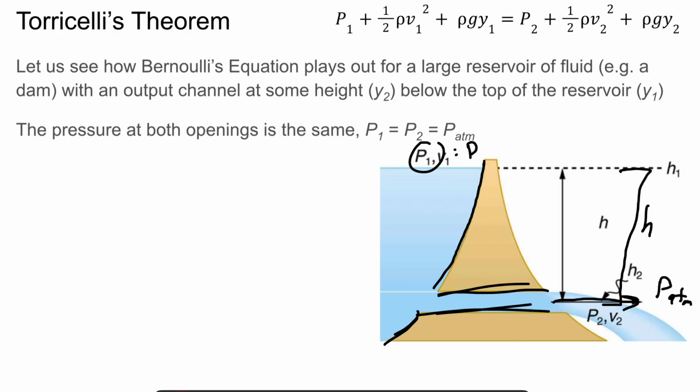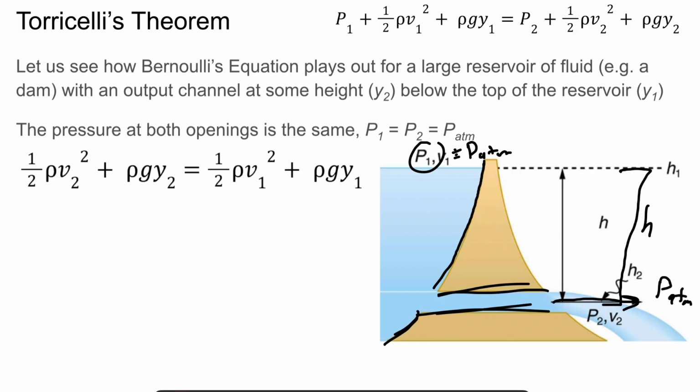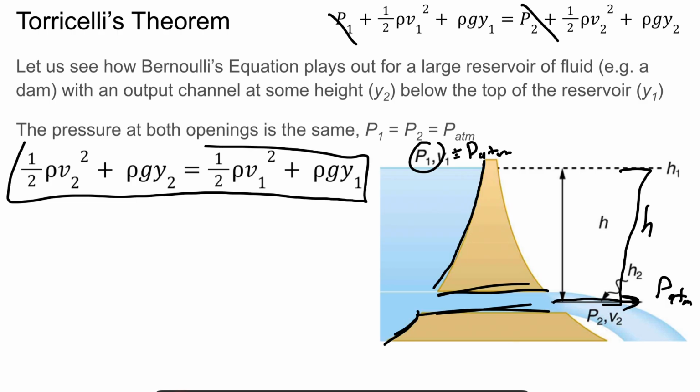So P1 equals P_atm, and the outflow is also into atmospheric pressure, right? So those two things are equal. We can just get rid of those in our equation, and then we can simplify it to something that looks like this. We get rid of our pressures.